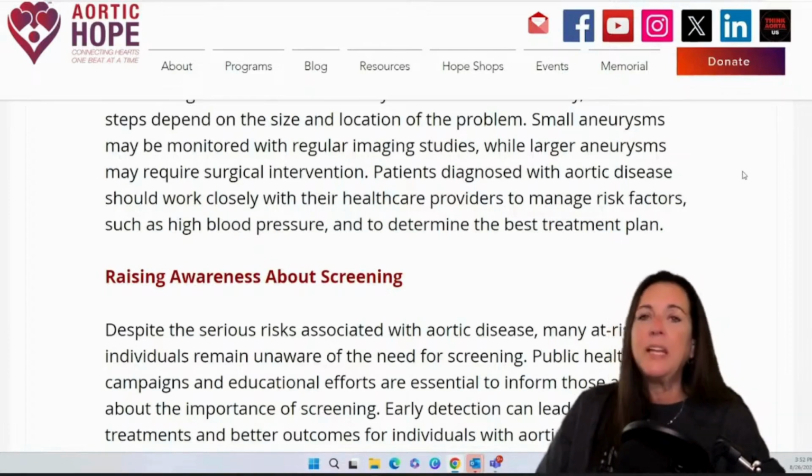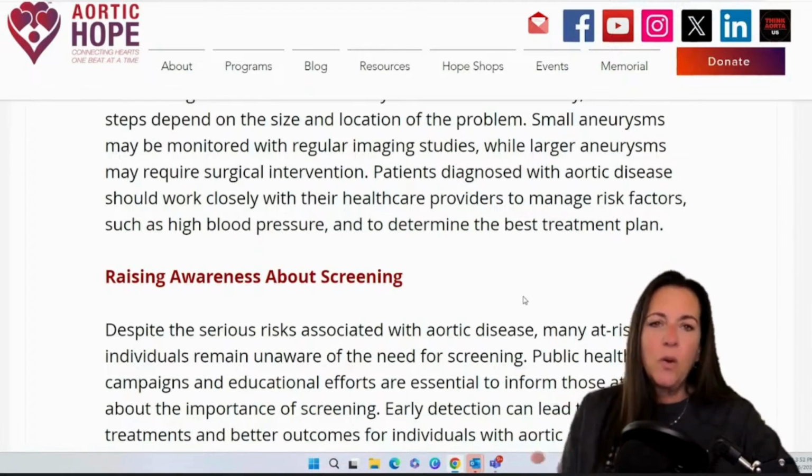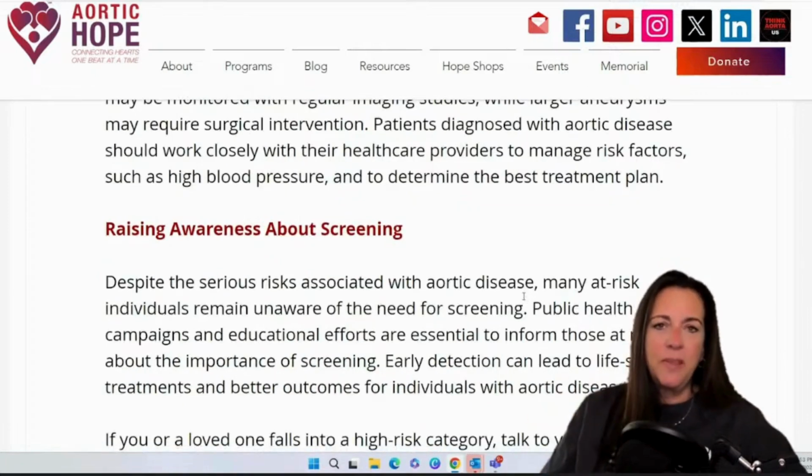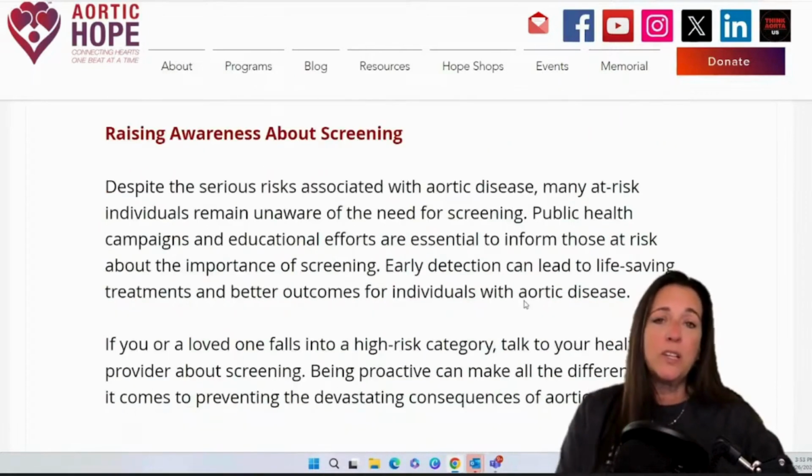Public health campaigns and educational efforts are really essential in informing those that are at risk about the importance of screening. This all becomes part of thinking about your aorta. Think aorta, think family. You just need to be thinking about it. And early detection can actually lead to life-saving treatments and better outcomes for individuals with aortic disease.